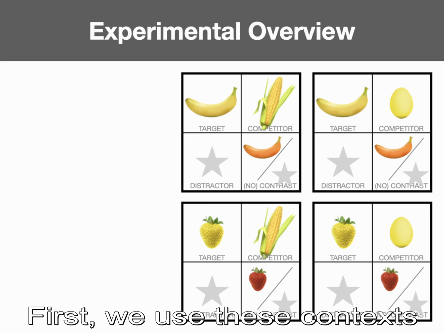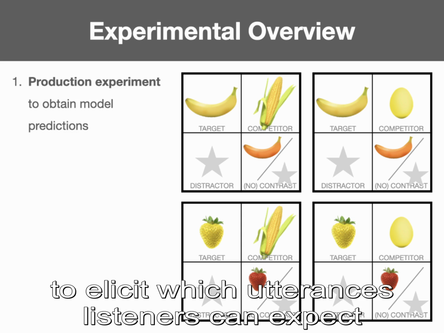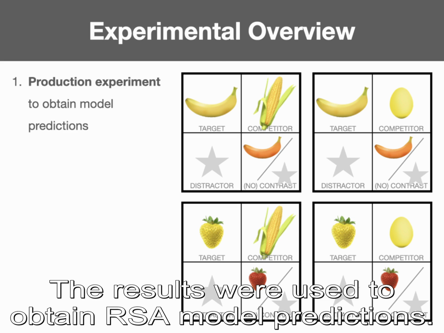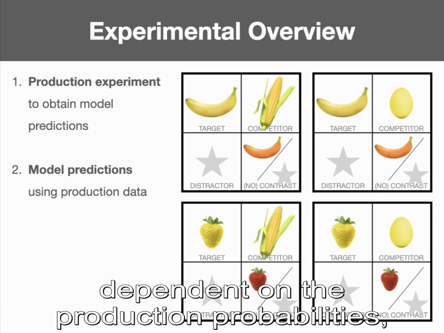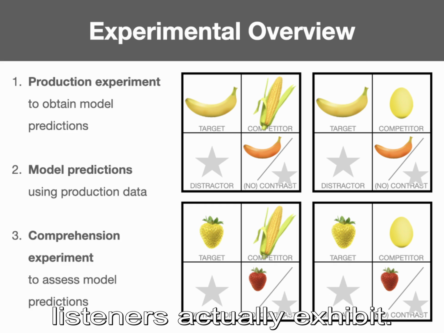First, we used these contexts in a free interactive production experiment to elicit which utterances listeners can expect for the objects in the display. The results were used to obtain RSA model predictions. Finally, the RSA model predicts variation in interpretation dependent on the production probabilities, and we will test in a comprehension experiment whether this predicts the variation listeners actually exhibit.